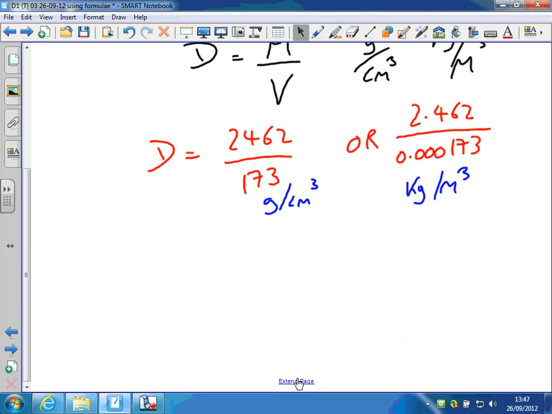So final thing on this, if I do this calculation, if you do that for me, this one and this one please, and then write your answer to an appropriate accuracy. So if you've got your calculator, just do that.